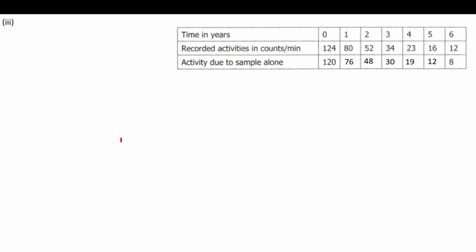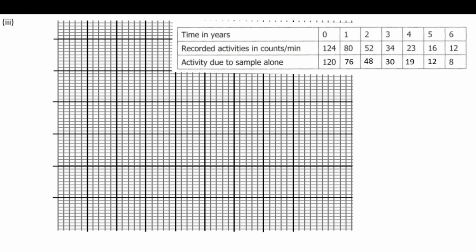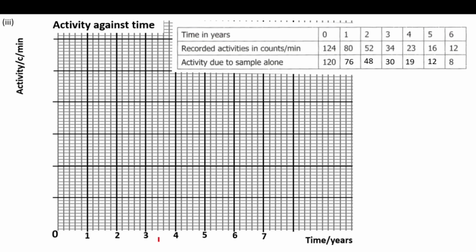So bring our graph here. This is our graph. Since time is always on the horizontal axis, then activity is on the vertical. So activity vertical, time always horizontal. You make sure that you put this data to fit properly here. So time will begin nicely at 0, 1, 2 up to 6, 7. Then we'll be careful to make sure that our values fit.